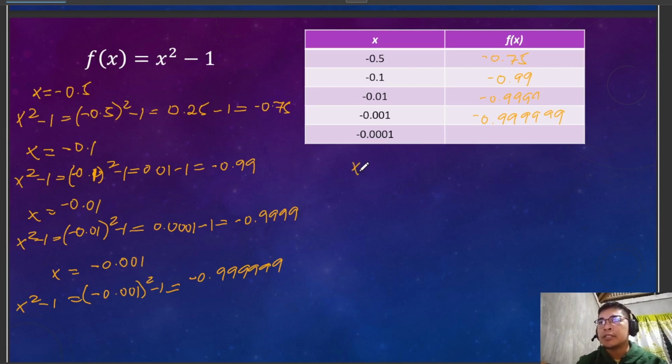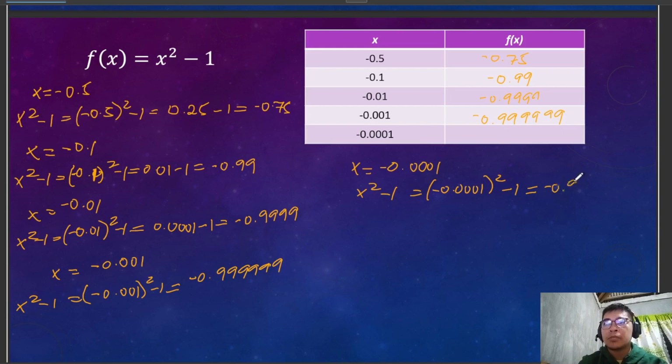So here x is equal to negative 0.0001. For x squared minus 1, we just substitute negative 0.0001, square of that, minus 1. So the answer is negative 0.99999999. Right. That is less than 0.